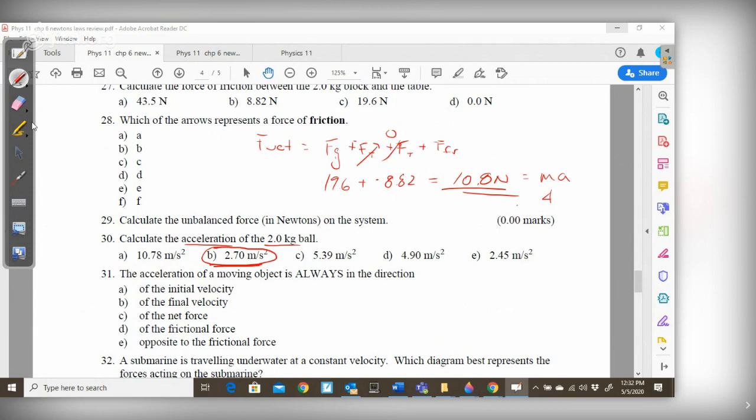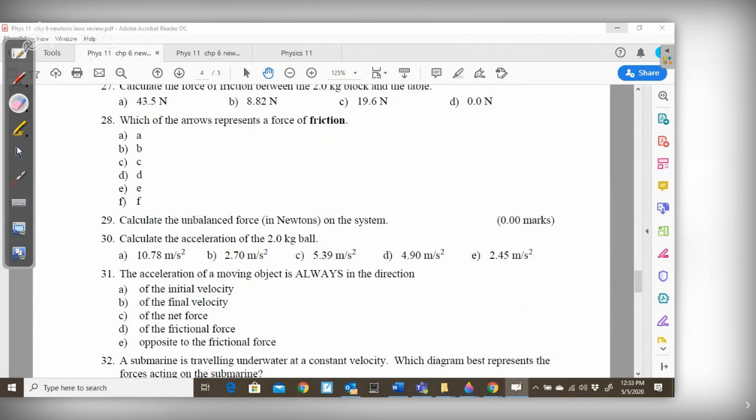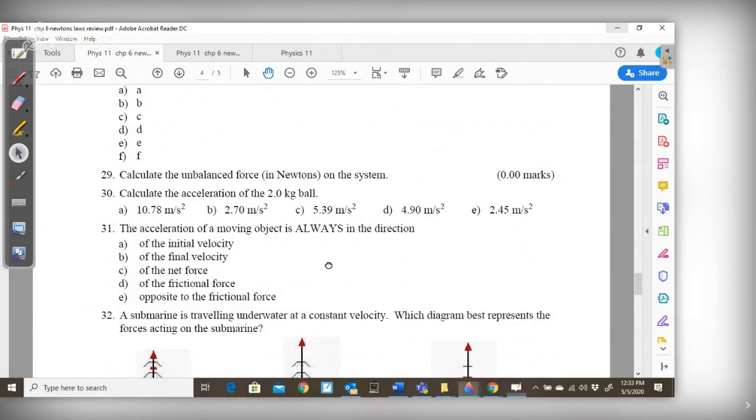All right, we are close to being done. The acceleration of a moving object is always in the same direction as, well, the answer is the net force. If the net force is slowing something down, then that's the direction of the acceleration. If the net force is causing something to speed up, that's going to be the direction of the acceleration. If there is no net force, there is no acceleration. All right, go through, cancel this out. And here we go. Oh, right, the submarine.